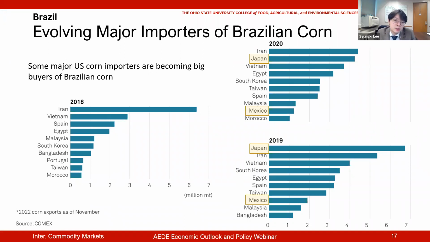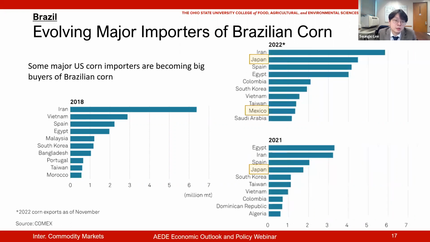Because of the low production, some of our major U.S. corn importers like Japan and Mexico started importing Brazilian crop, and then in 2020 they kept continuing to import the Brazilian crop, meaning that once they started diversifying import sources from one country to several countries, they just try to utilize this channel and take advantage of this price comparison effect. So for instance, in 2021, Brazil had some production issues, so only Japan showed up among our major corn purchasers. But in 2022, again, Japan and Mexico showed up as big Brazilian corn buyers.